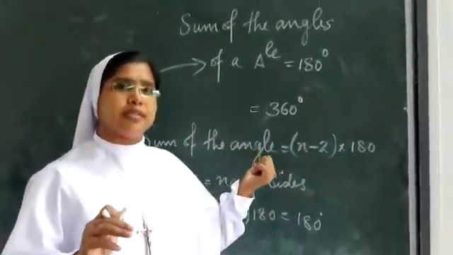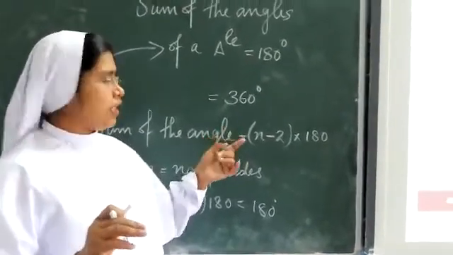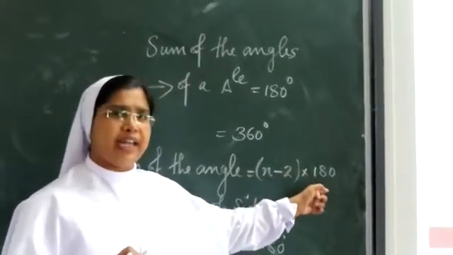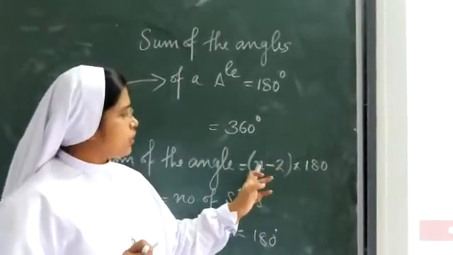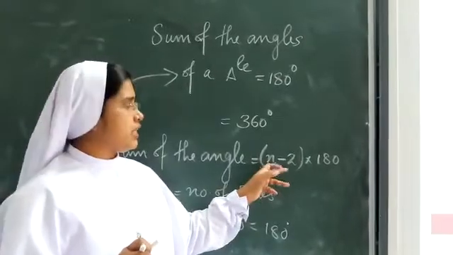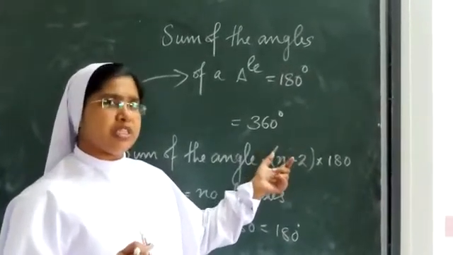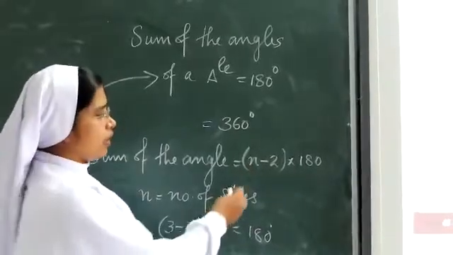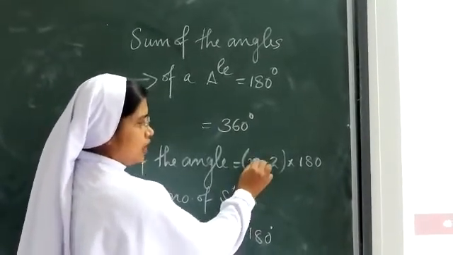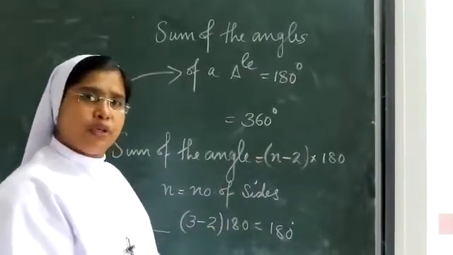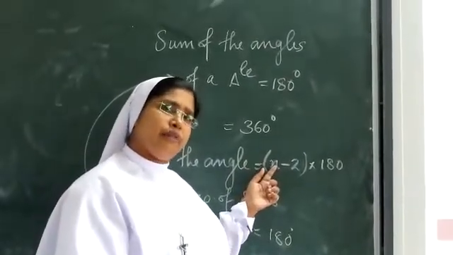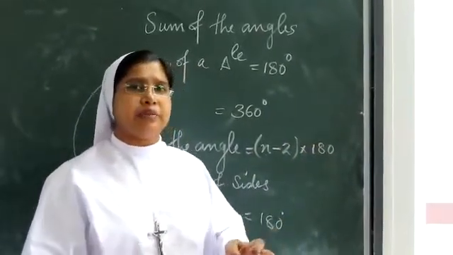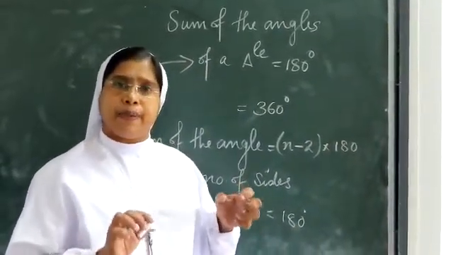The sum of the angles of a polygon is equal to, the formula is, (n minus 2) into 180. Okay, so n is the number of sides that we will get from the question. So you have to substitute. If it is 4 sides, you have to put 4 instead of n. If it is 5, you have to put 5. 5 minus 2 is equal to 3. 3 into 180. That will be the sum of the angles of a pentagon.